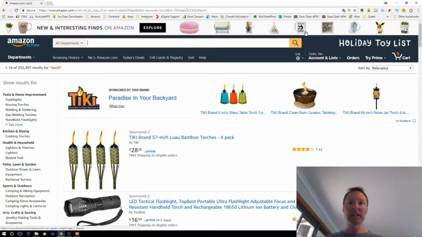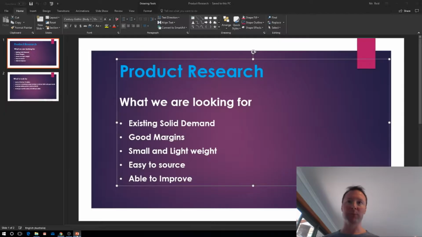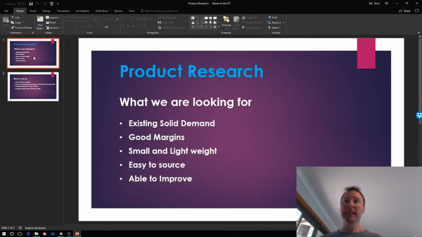So what are we looking for when we're doing our product research? We want something that has solid existing demand. We don't want something that nobody's buying already. We want something that people are already buying and there's already sales there, so that we know if we put a product up there, somebody's already buying that. Or we want something that has good margins. We don't want to sell something for $2 because we're not going to make any money out of that.